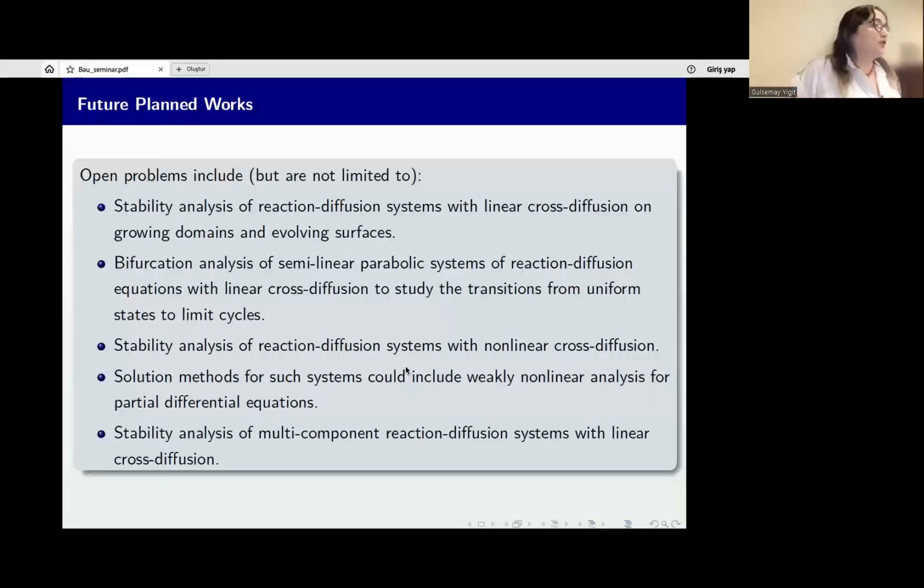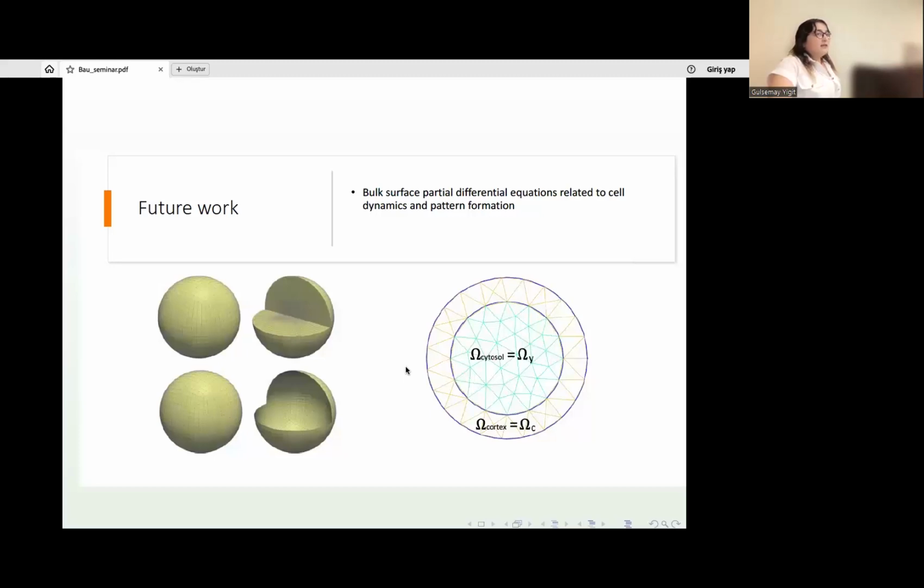And multi-component reaction diffusion systems, this is what I'm working on at the moment. Because our analysis was to understand the two-component system. We know that there are a lot of models including multiple components, like 2 activators, 1 inhibitor, 2 inhibitors, 1 activator, or even more. And there is another thing I am working on: the bulk surface. All the analysis I showed you today was done inside the bulk. Now we want to understand from bulk to surface. So it is a bulk surface system that I'm trying to understand.